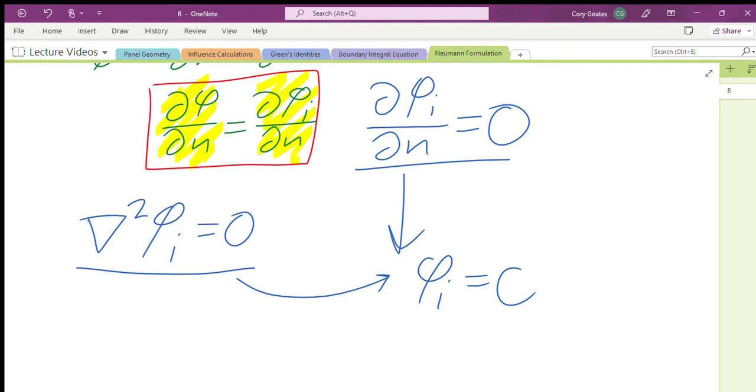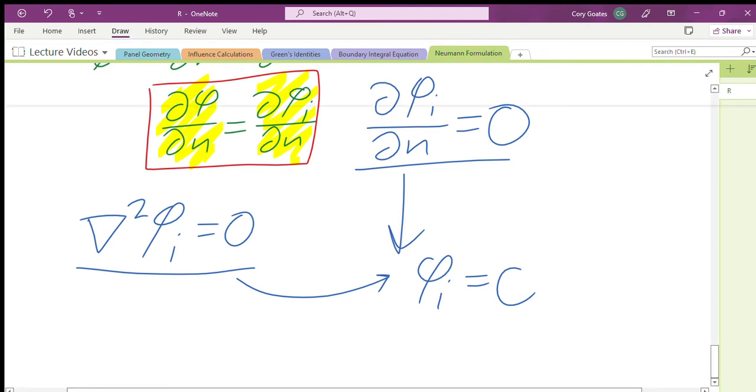Well, if phi sub I is some constant, ask yourself, what is that constant? Have we at any point in this formulation specified what phi sub I should be? It's a constant, we can show that from the math, but do we know what that constant is? No, we don't. And that's the problem.